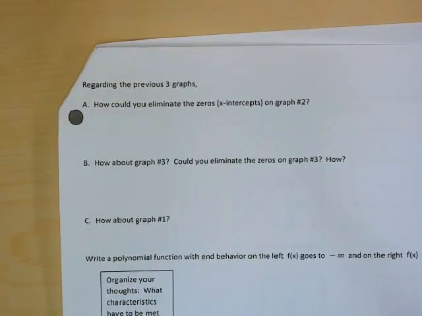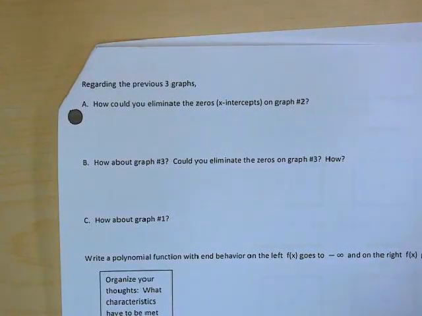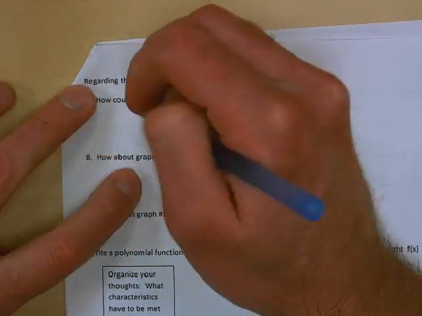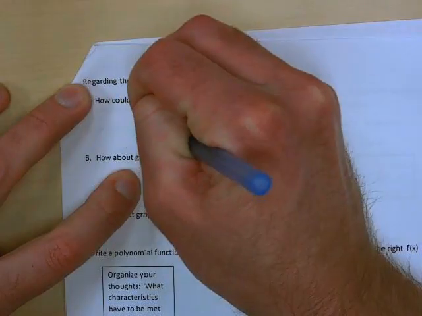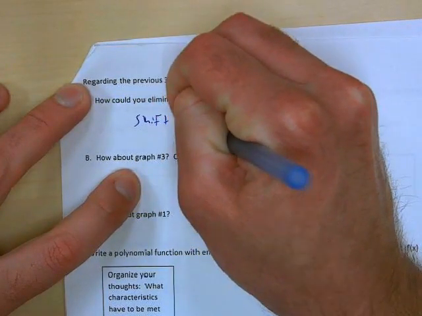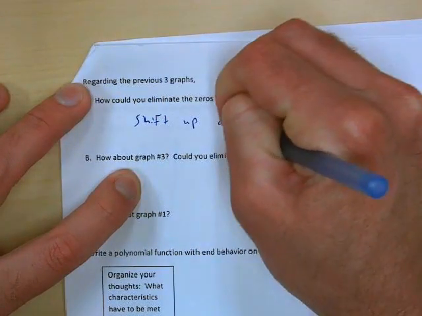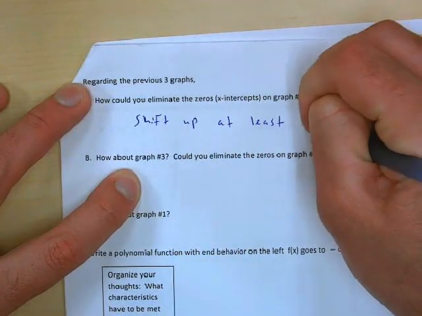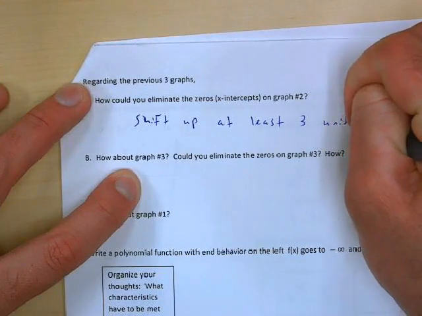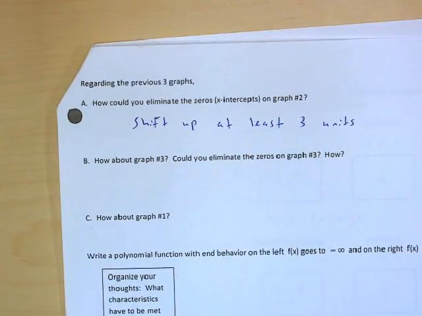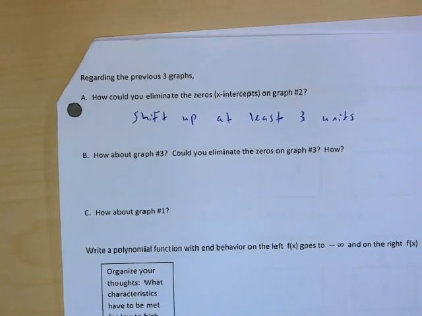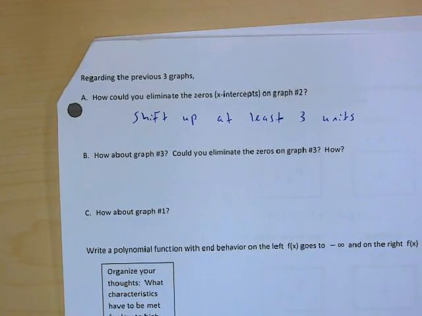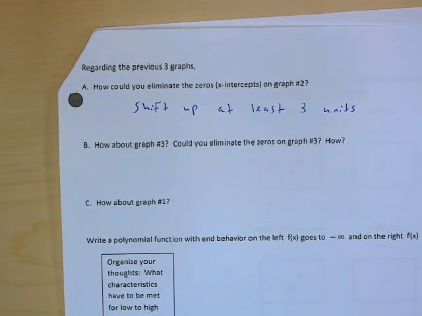So then to answer this question here, how could you eliminate the x-intercepts on graph number 2? Shift up, and then we can say maybe at least 3 units. Okay, because if we shifted up 3 or more units, then that would get rid of the x-intercepts. Okay, how about graph number 3? Could you eliminate the zeros on graph number 3?